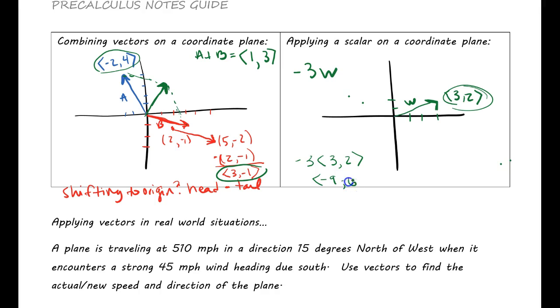-3 times 2 is -6. This is where the vector is going to end up. So -9, 1, oh gosh, this is going to be hard. 1, 2, 3, 4, 5, 6, 7, 8, 9. -6, 1, 2, 3, 4, 5, 6. So somewhere over here is going to be where we end up. I should have thought ahead and not put that math in that quadrant, but whatever, it happened. Get over it. Okay, so the blue vector is -3W now.